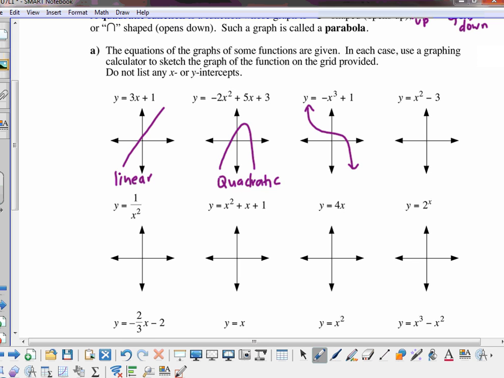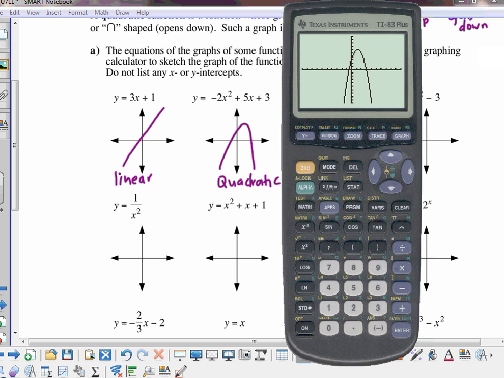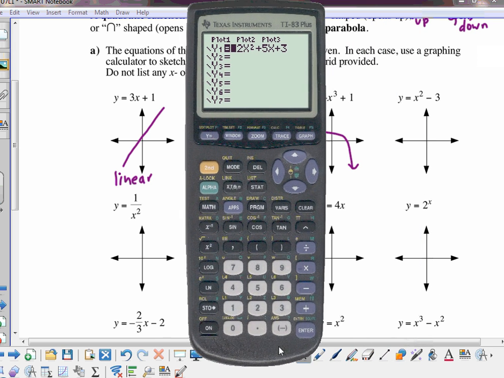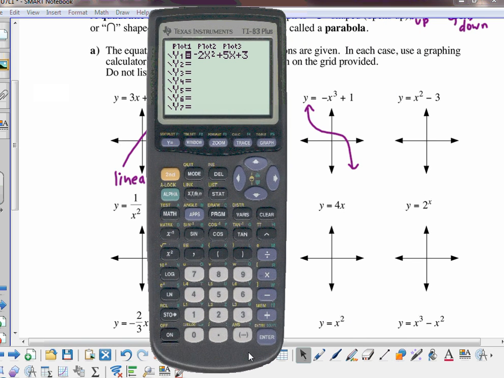Okay. How do you get the character to the 2 with the little x on the corner? This one? Oh, if you have 2 to the power of x, it's 2 and then hat x. Yeah. Okay, x squared minus 3. Graph.